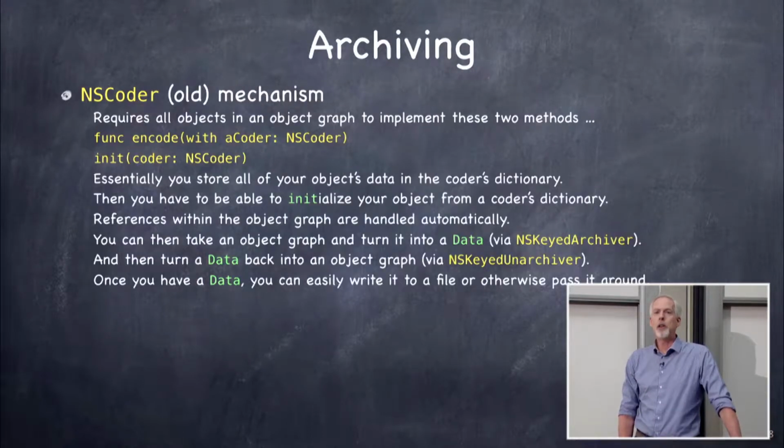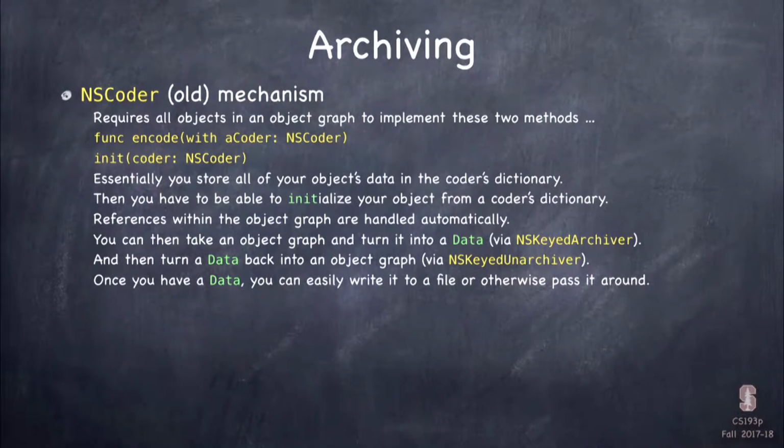The old way is called NSCoder. So NSCoder is a protocol, and essentially NSCoder boils down to having every single object in the object graph that you want to save, to make persistent, implement these two things. A function called encode with a coder, so that NSCoder is kind of like a dictionary thing. You can set values in there.